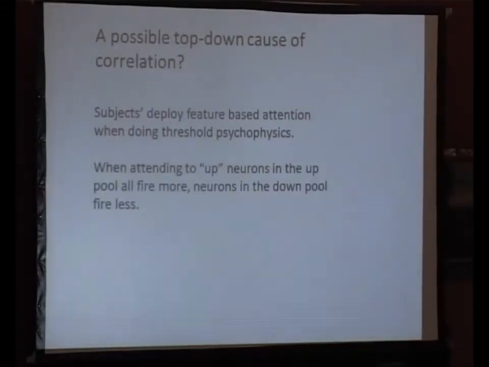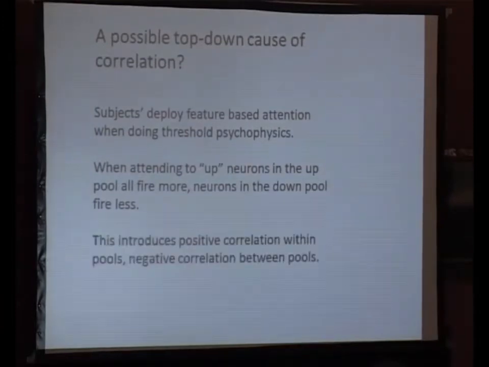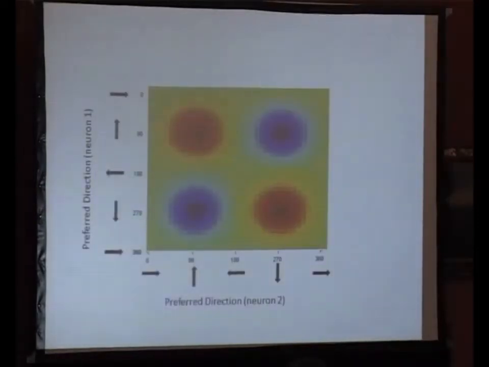And the effect of feature-based attention is to increase the firing rate of all the neurons in the up pool while reducing the firing rate of all the neurons in the down pool. So that generates correlations with exactly the structure you need for the matrix. So it introduces a positive correlation within pools and negative correlation between pools. And so if I, again, get even more concrete and assume that that feature-based signal is some Gaussian function of what the neuron's tuning is relative to the feature being attended, it predicts a correlation matrix like this.